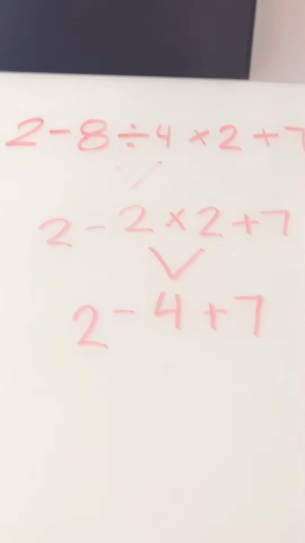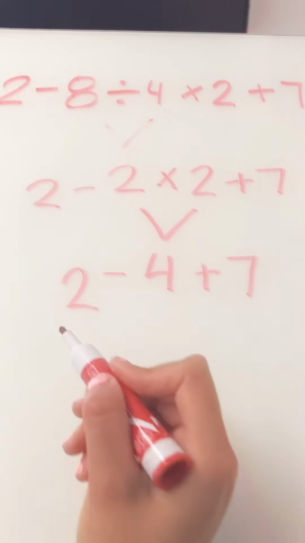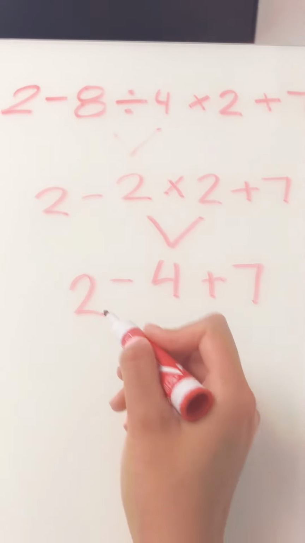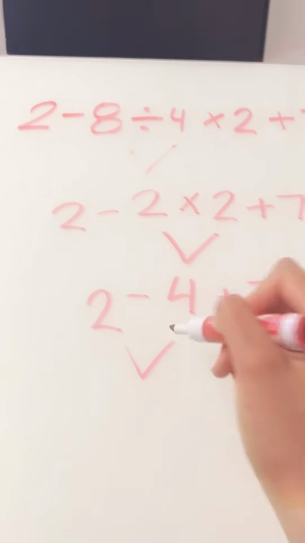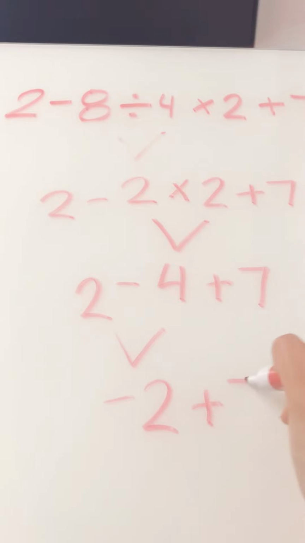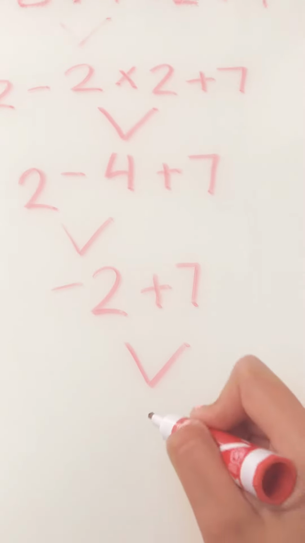Now that we have our addition and subtraction, you once again just read it from left to right. Who comes first, the addition or subtraction? Our subtraction. So this is where we'll start. 2 minus 4 is a negative 2. And then we bring down our positive 7. Then last but not least, we have negative 2 plus 7 is a positive 5.